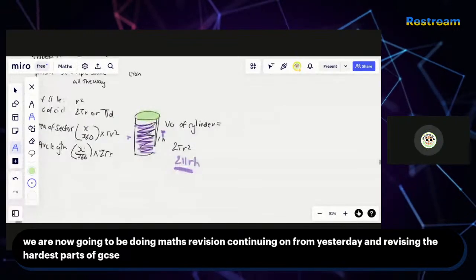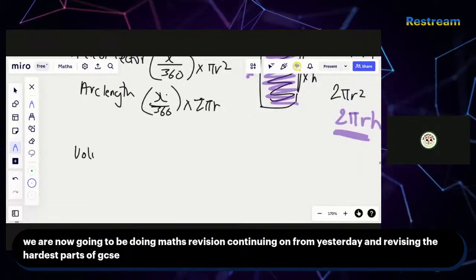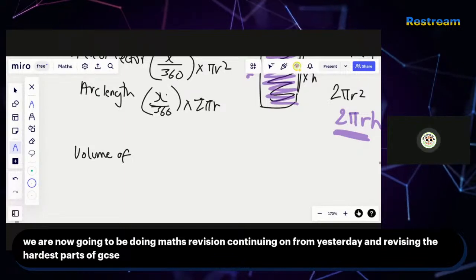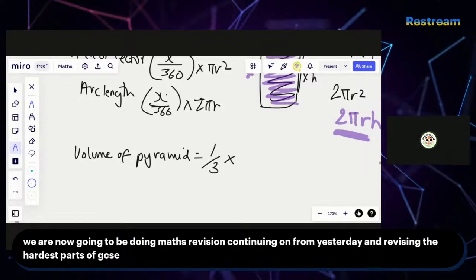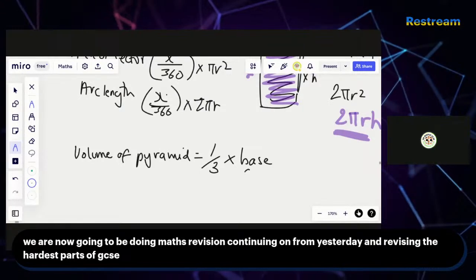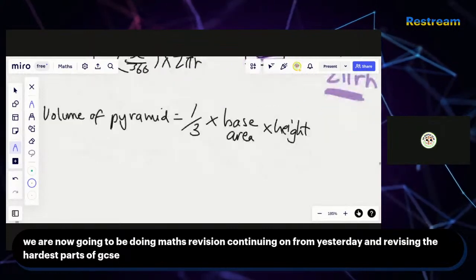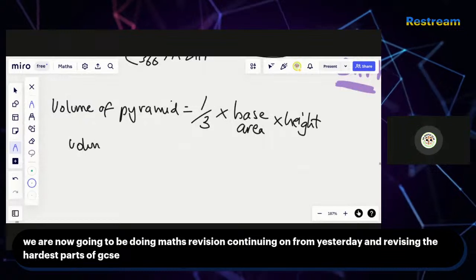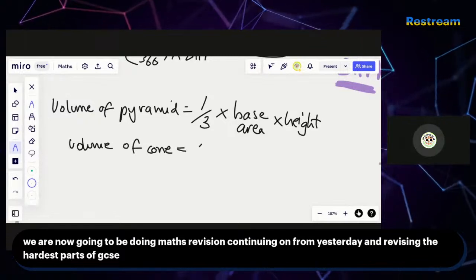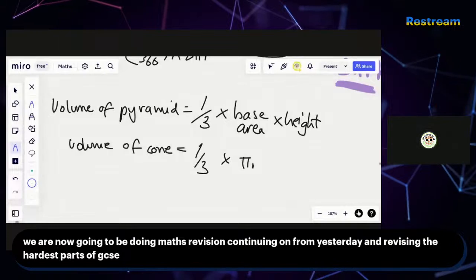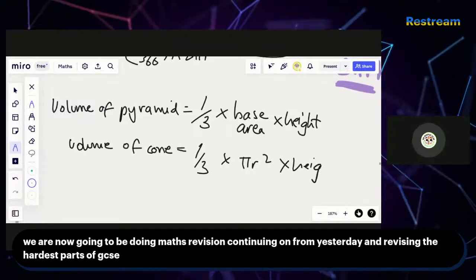Finally, let's just look at volumes of prisms and cones. The volume of a pyramid is 1/3 times base area times height. That's what the volume of a pyramid is. And the volume of a cone is 1/3 times base area times height. Because remember, the base area of a cone is the area of a circle.